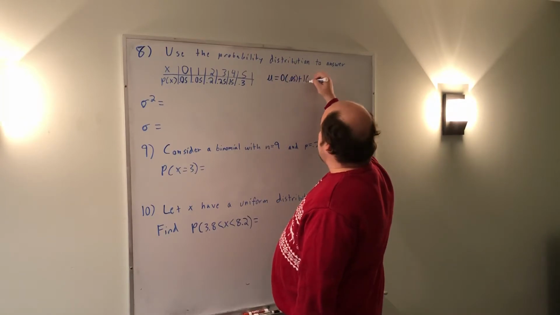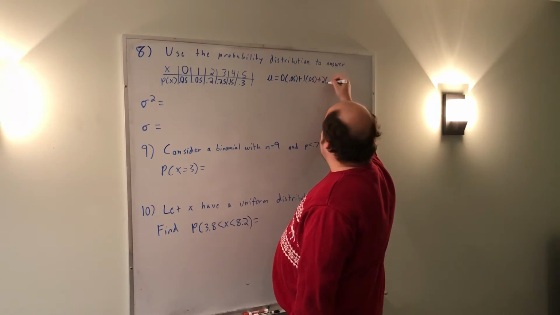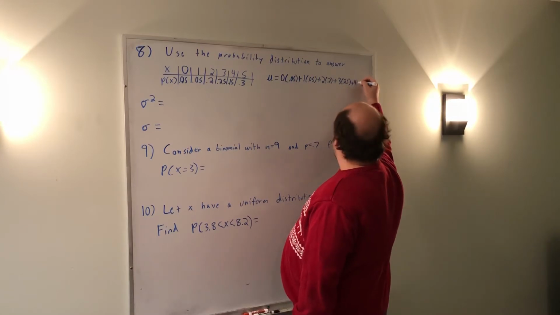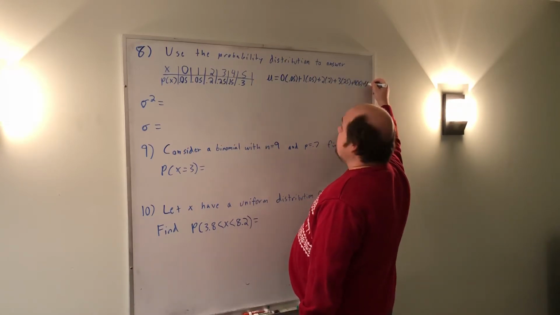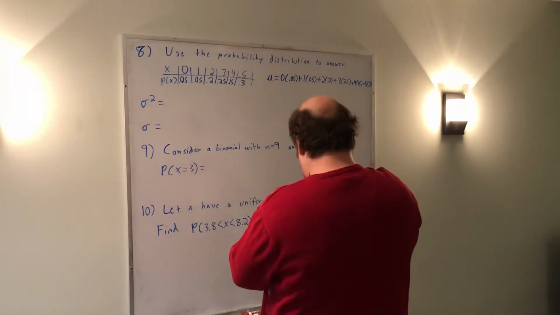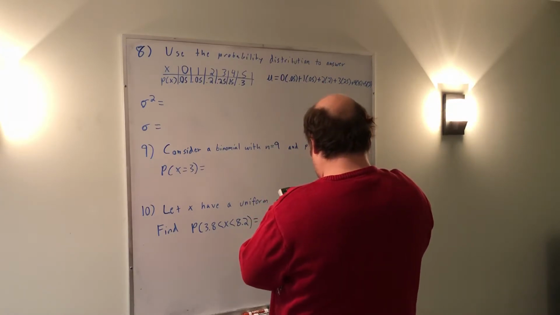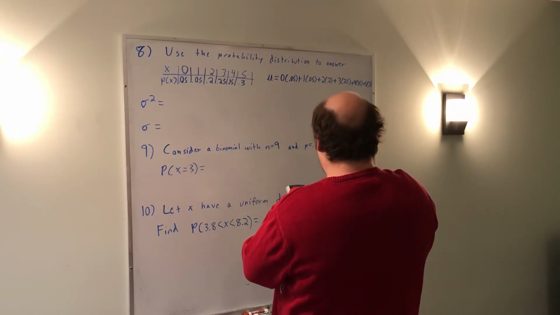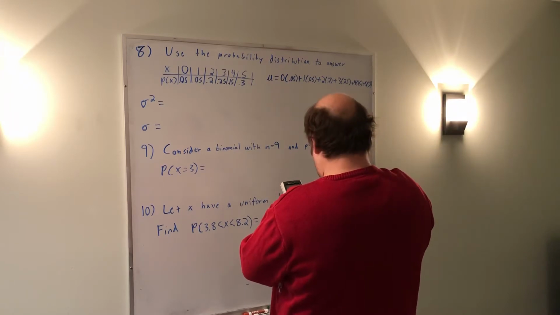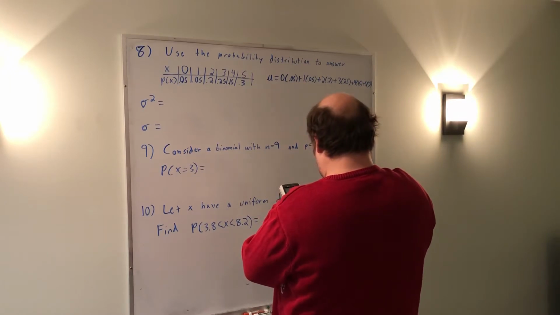I'm going to add to that 1 times 0.05 plus 2 times 0.2 plus 3 times 0.25 plus 4 times 0.15 plus 5 times 0.3. So I'm going to put all that into my calculator. When I do, 0 times 0.05 plus 1 times 0.05 plus 2 times 0.2 plus 3 times 0.25 plus 4 times 0.15 plus 5 times 0.3.